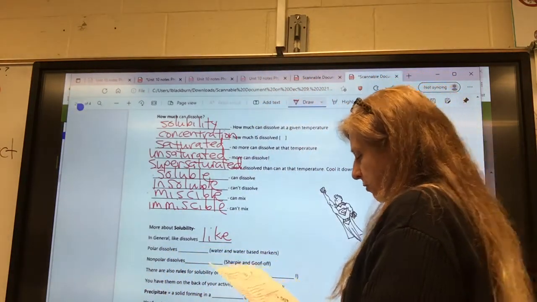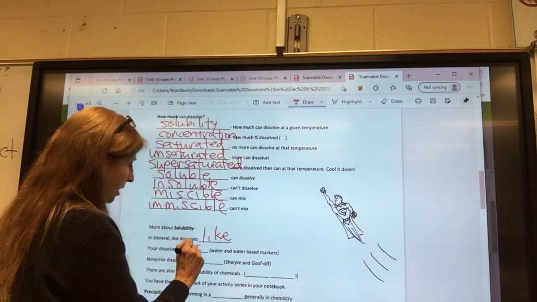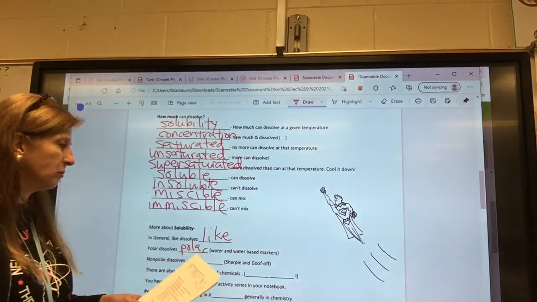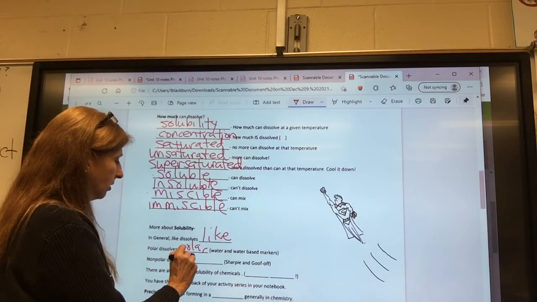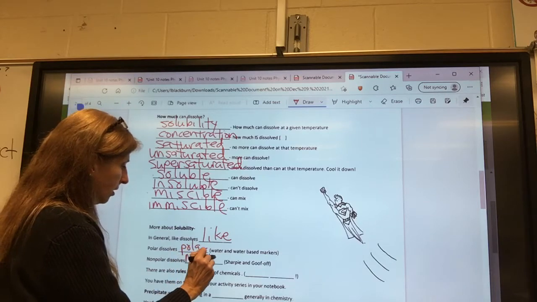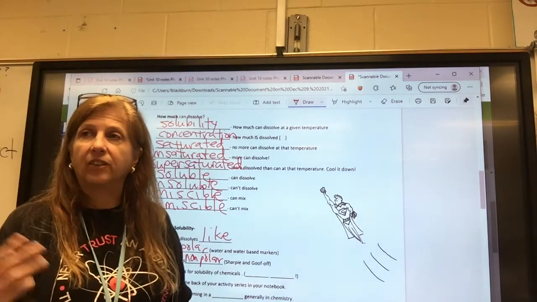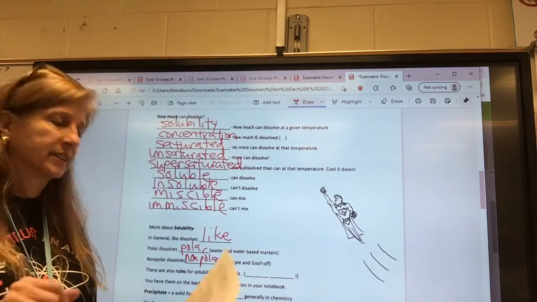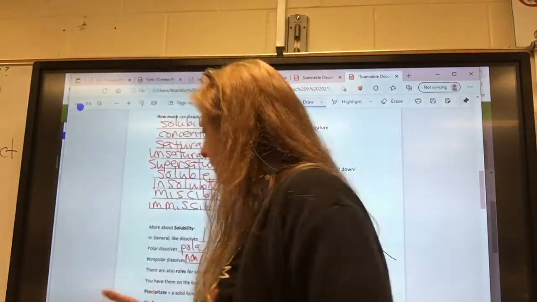Okay, so what this means is polar can dissolve polar, like water and water-based markers. Nonpolar dissolves nonpolar, like Sharpie and Goof Off. Goof Off takes off sticky stuff and oil. If you ever bought that, it's a chemical that does that.